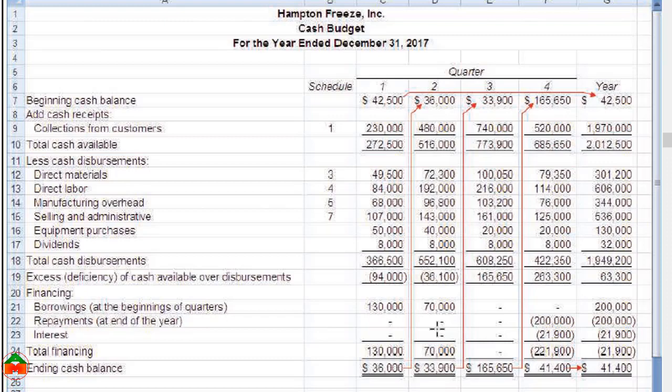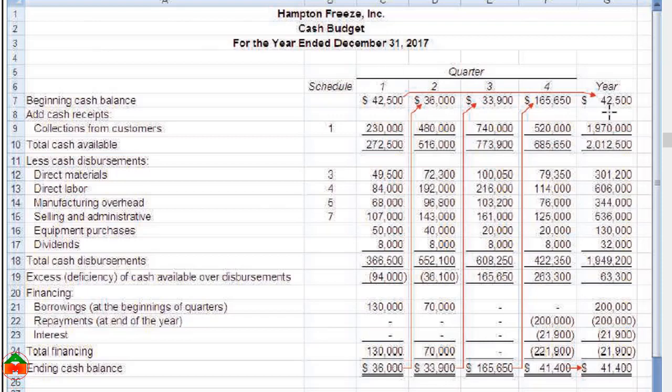We are going to repay the loan 200,000. Total financing section, we can see we need to repay 221,900. This is the total financing, I mean payment for financing, and we have cash availability 263,300. That means our ending cash balance in the fourth quarter is 41,400. This amount is calculated by deducting this 221,900 from the 263,300. And this is the process of calculating the cash budget.